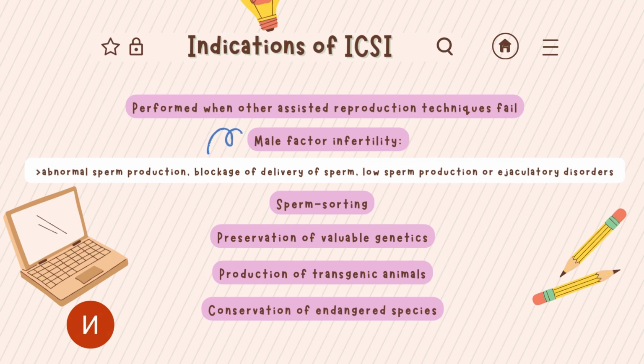So let's look at the indications of ICSI. It is recommended when other reproduction techniques fail. It is performed when there is male factor infertility caused by abnormal sperm production, blockage of delivery of sperm, low sperm production, or ejaculatory disorders. ICSI also allows for sperm sorting, preservation of valuable genetics, production of transgenic animals, and conservation of endangered species.